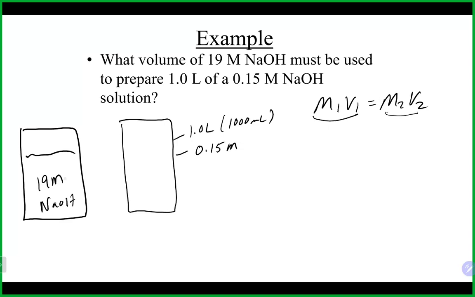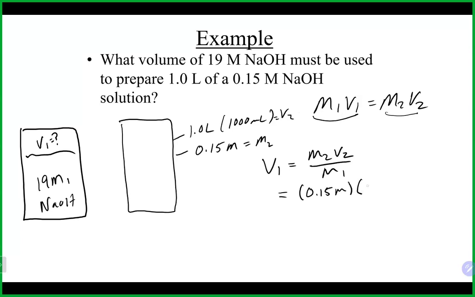So I'm going to call this my 1. I'm looking for V1 in this case. And this would be my V2, and that would be my M2. So in this case, we are solving for V1, and V1 would equal M2 V2 divided by M1. Putting in our numbers here, we have 0.15 molar times our V2, which is 1 liter, divided by our M1, which is 19 molar. Our molarities here will cancel out. And in this case, my volume's in liters, which means my answer will be in liters as well.